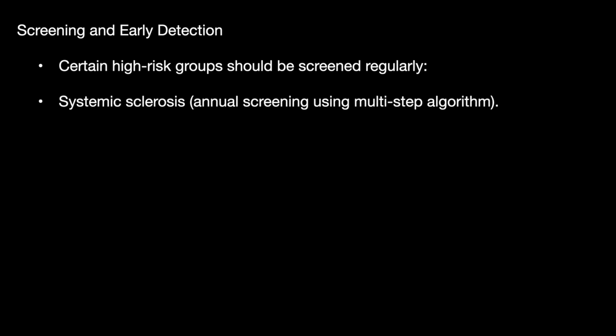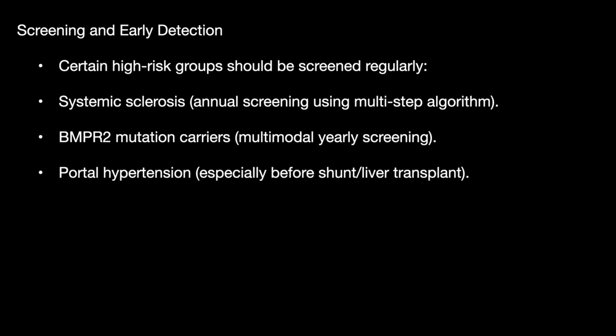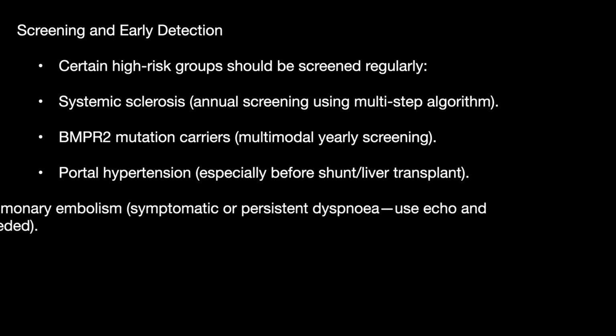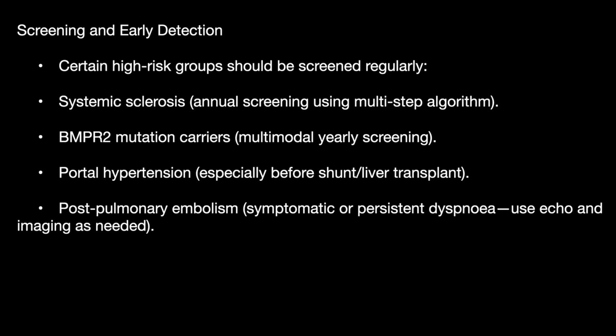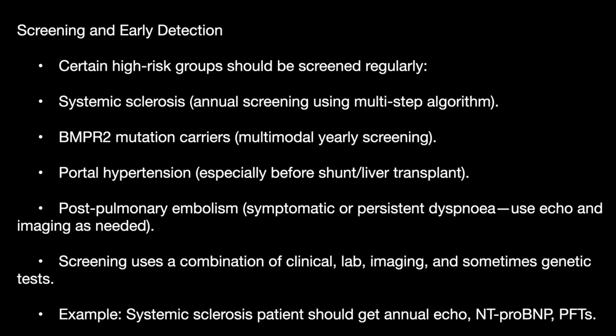So screening and early detection is important. Certain high-risk groups should be screened regularly. Systemic sclerosis patients must go for annual screening using the multi-step algorithm. Patients with BMPR2 mutation should go for yearly screening. Portal hypertension, especially if they're going for transplant. Post pulmonary embolism, symptomatic and persistent dyspnea should go for screening. Screening uses a combination of clinical, lab, imaging, and sometimes genetic testing as well.